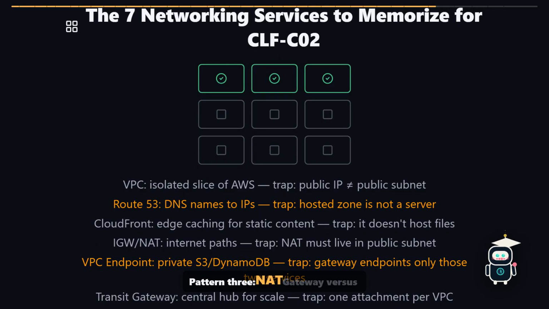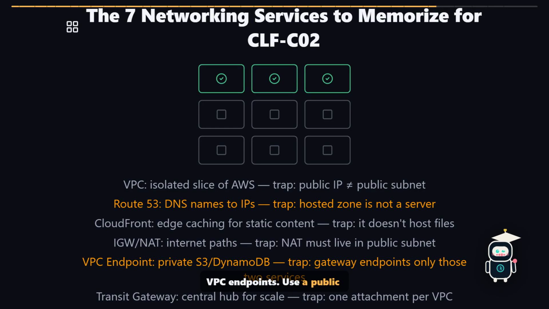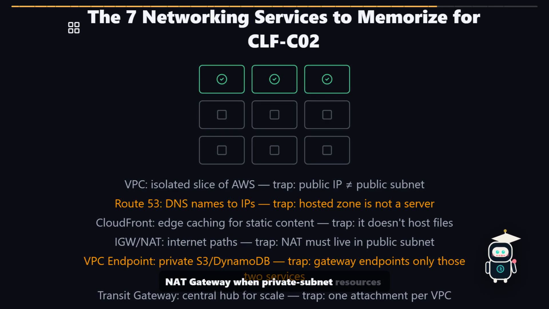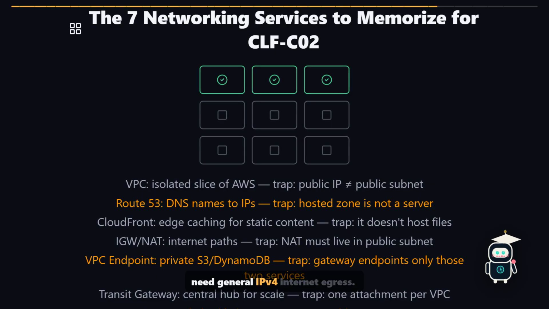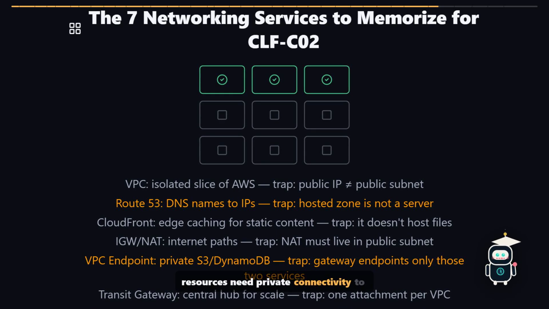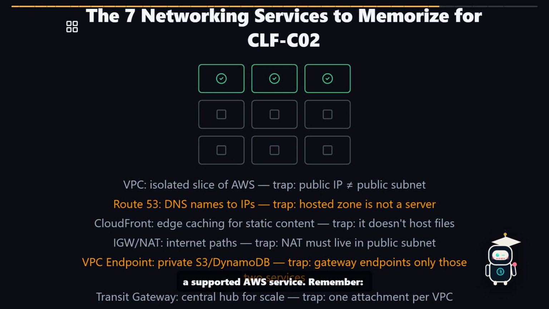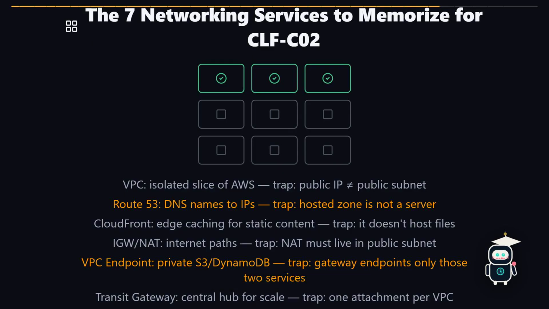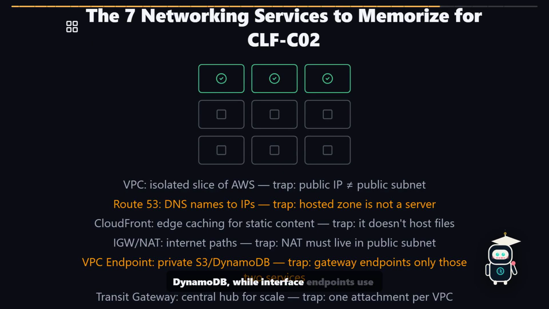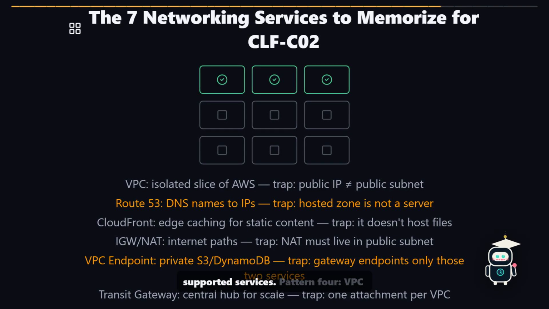Pattern 3. NAT Gateway versus VPC endpoints. Use a public NAT gateway when private subnet resources need general IPv4 internet egress. Use a VPC endpoint when resources need private connectivity to a supported AWS service. Remember, gateway endpoints support S3 and DynamoDB, while interface endpoints use AWS PrivateLink for many other supported services.